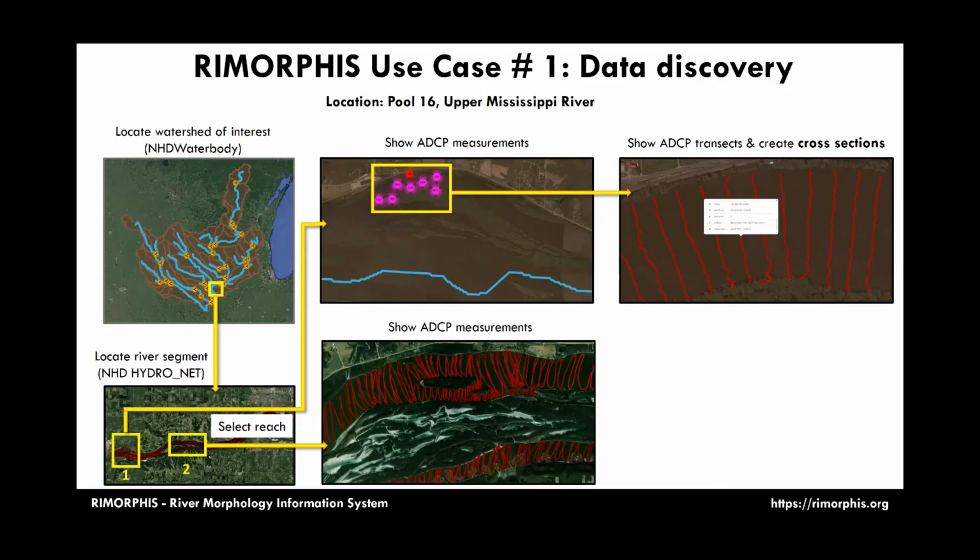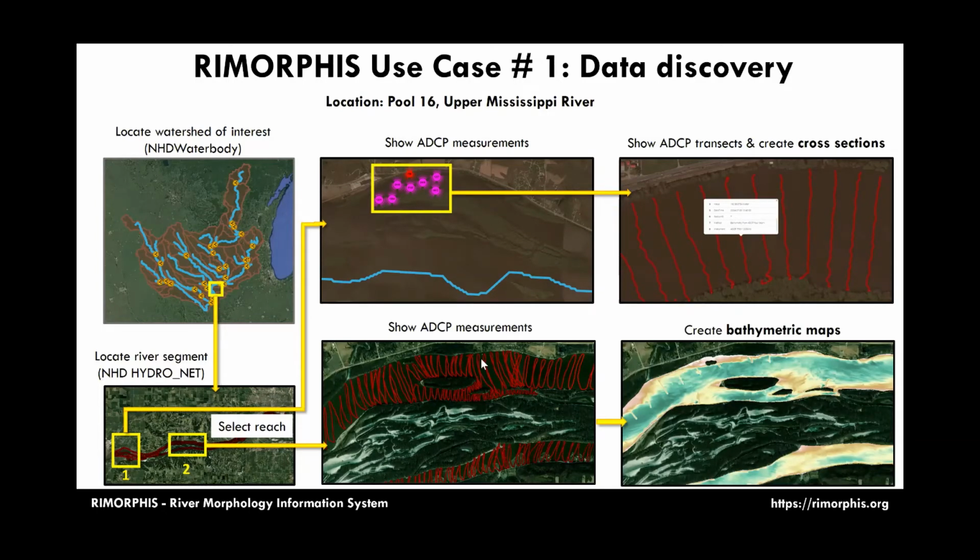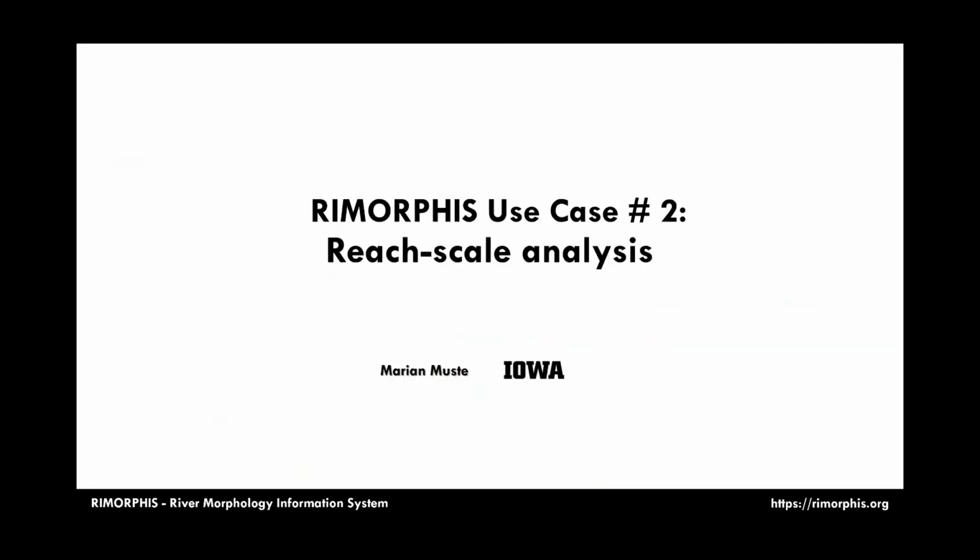Another case, also focused on ADCP, is another type of measurement, zigzags across a stream reach. And we display the path of the ADCP measurements, and then tools are available for creating bathymetric maps, as many of us saw in publications and so on. We plan to bring all these tools in one place. So that would be a use case.